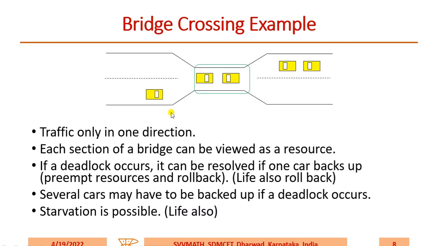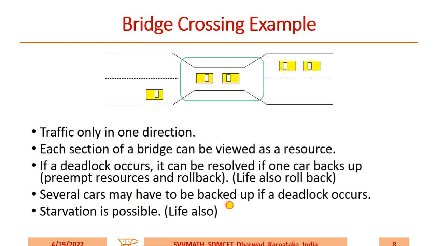We have just discussed this bridge crossing example. What are the solutions, sir? Traffic we can make only in one direction, but it is difficult. Each section of a bridge can be viewed as a resource, to understand deadlock in our operating system also. If a deadlock occurs, it can be resolved if one car backs up, preempts the resource and rolls back. Even in life, when you fight with each other, somebody should roll back. You cannot continue in the same state.